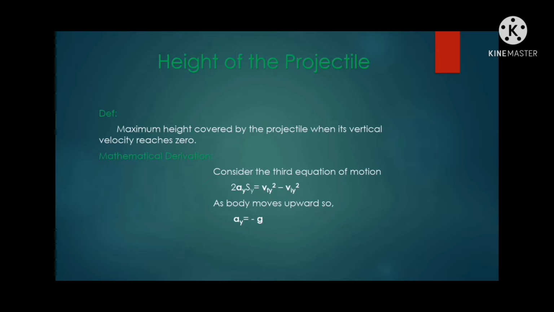In its mathematical derivation, we have the third equation of motion, as we can see here. In this equation, a shows the acceleration, S shows the distance, Vi shows the initial velocity, and Vf shows the final velocity. Here we can see that y is written as a subscript with a, S, Vf, Vi.